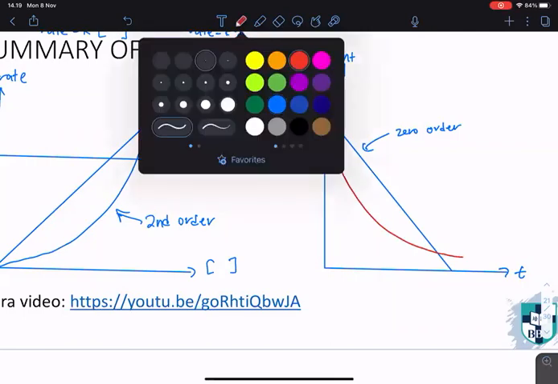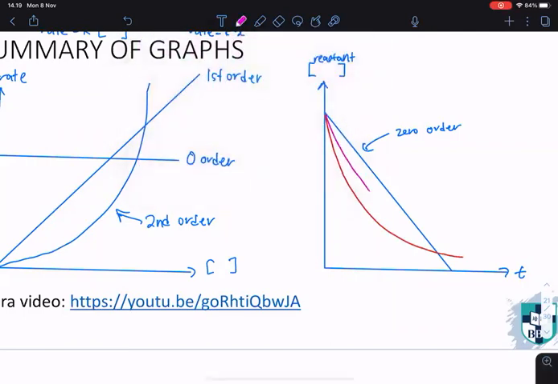Another curve is going to be just like this. The one that is steeper is going to be second order. The one that is less steep is first order. But we cannot identify directly. So what we need to do is look for the half-life. If the half-life is constant, then we can confirm that it's a first order reaction. So that is the summary of the graph.